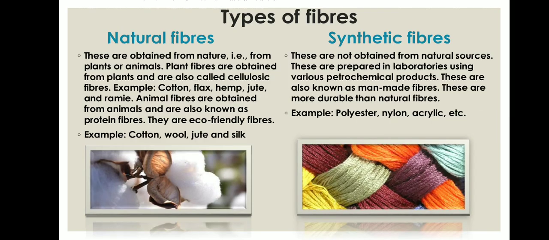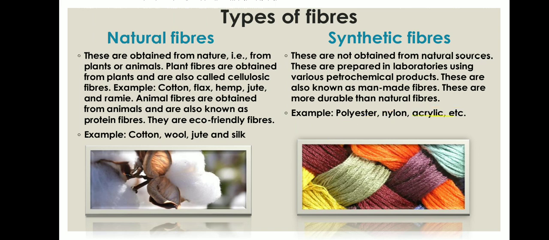Now, cotton, wool, jute, and silk are examples of natural fibers, and natural fibers are eco-friendly fibers, right? While synthetic fibers, polyester, nylon, acrylic are examples of it, right? And it is also known as what? Man-made fibers.